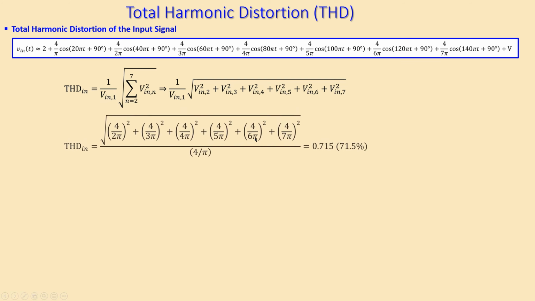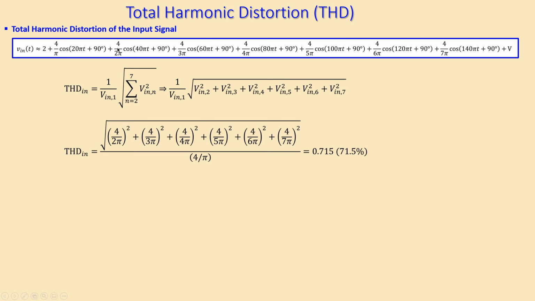Then I just substitute values. What do I have? Again, 4 over 2 pi is the second harmonic, will be here. 4 over 3 pi here, 4 over 4 pi, 4 over 5 pi, 4 over 6 pi, and then 4 over 7 pi, all of them here. You square them each and then add them up, and you will take the square root and you divide by the amplitude of the fundamental term, which is the 4 over pi. That will result in 0.715, which is a total harmonic distortion for the input of 71.5%, which is a lot. Let's see what the filtering does.